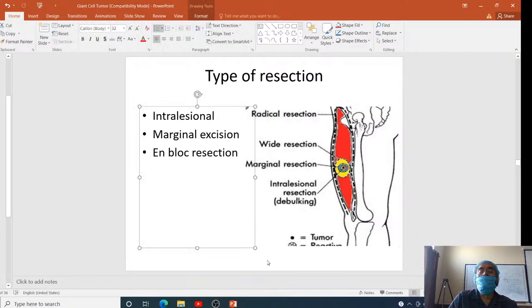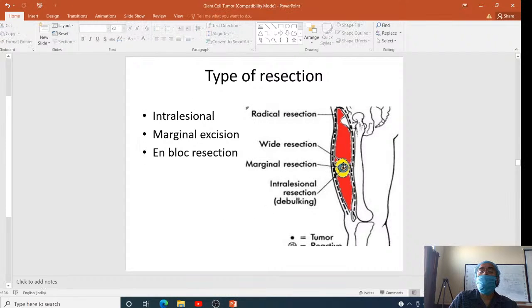What do you mean by a marginal resection? So apart from the lesion, a bit of normal tissue is being taken. That is a marginal resection. A wide resection is even more of normal bone is taken. That is wide resection. Wide resection is beyond margin. Beyond that, a radical resection, the whole limb is taken out.